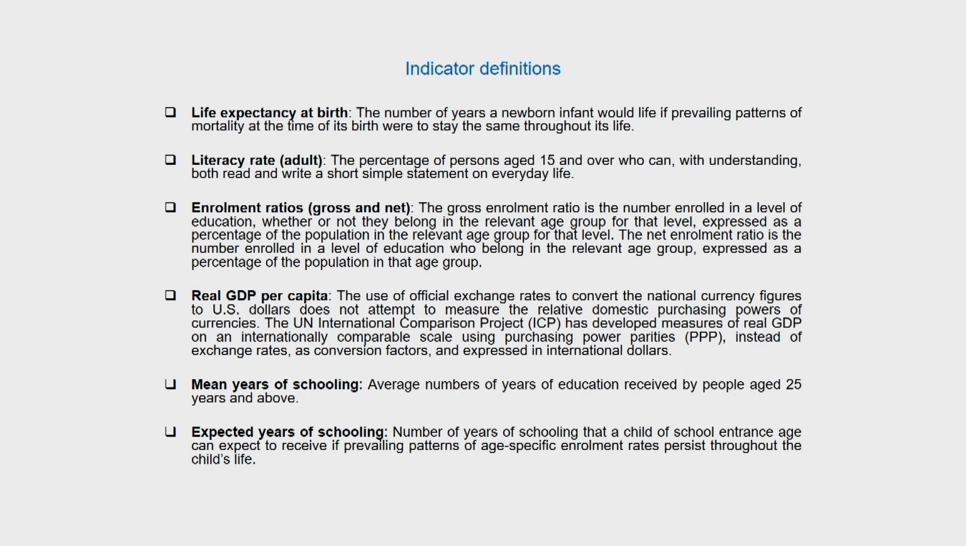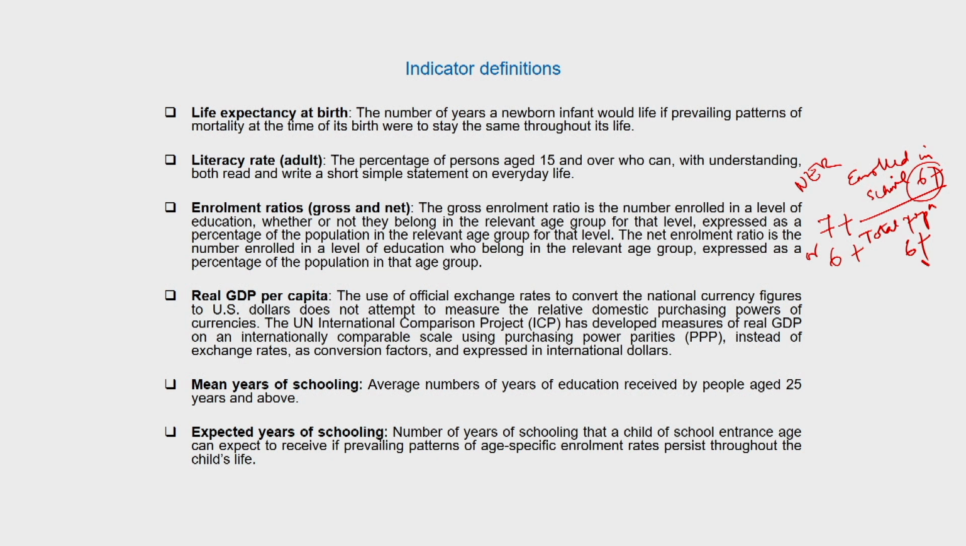So to give you an example, if in India the age of children who should get enrolled in school is 6 and above, then the ratio that includes all those children enrolled in school who are 6 and above, divided by the total population 6 and above, will be referred to as net enrollment ratio.